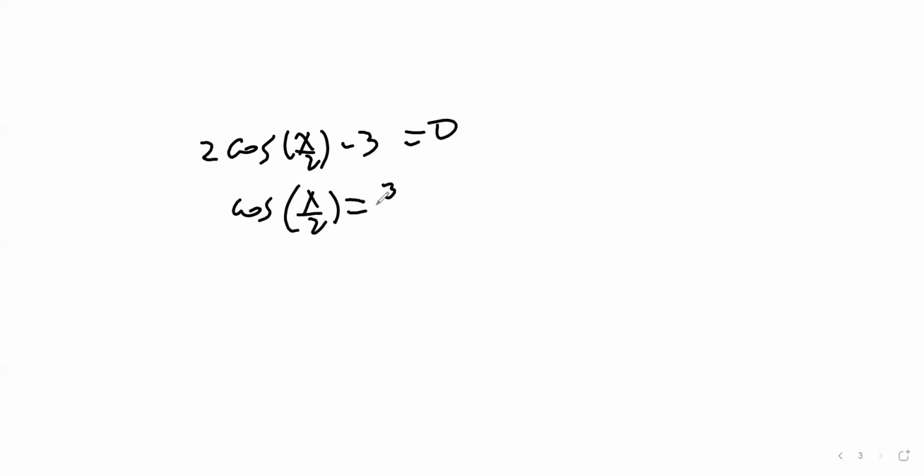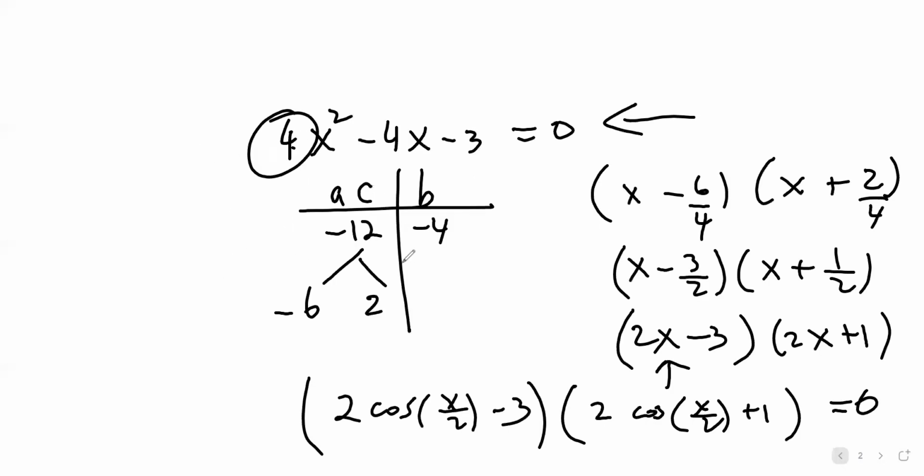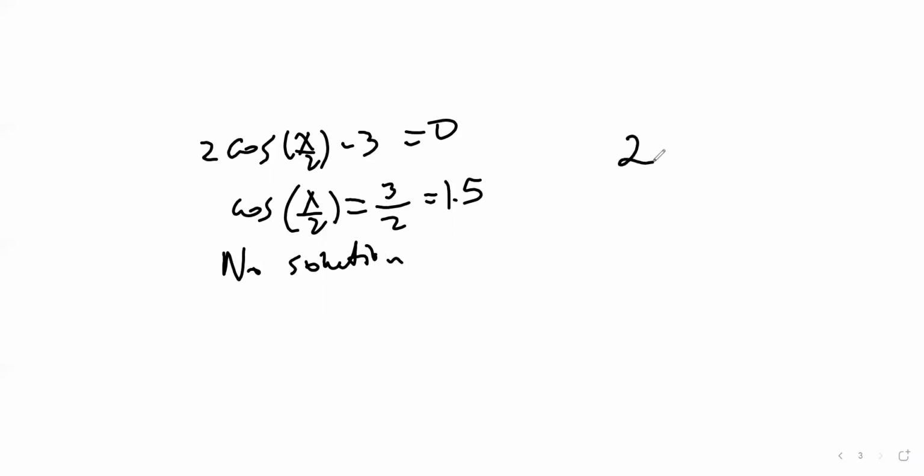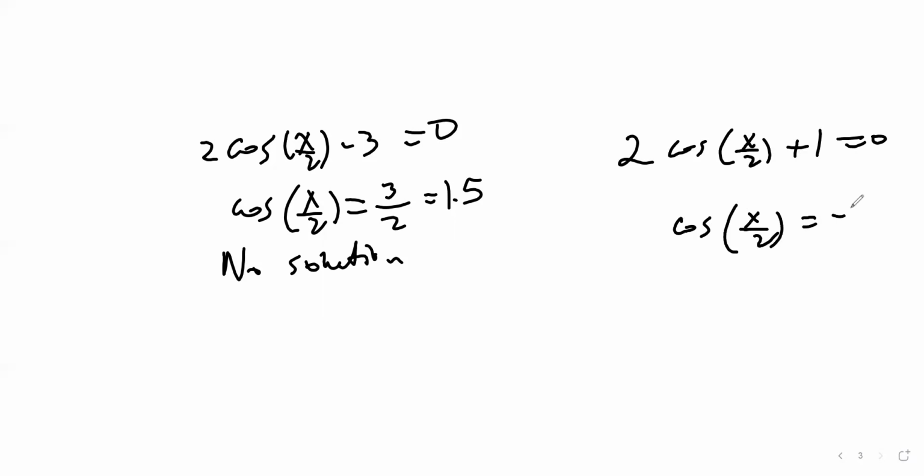So if you set the first one to 0, you're going to get cosine x over 2 equals 3 over 2, which will not have a solution because this is 1.5. Cosine cannot have a value bigger than 1. So no solution for this one. And the other one is 2x plus 1, so it's 2 times cosine x over 2 plus 1 equals 0. And this means cosine x over 2 equals negative 1/2. So we just have to solve this.